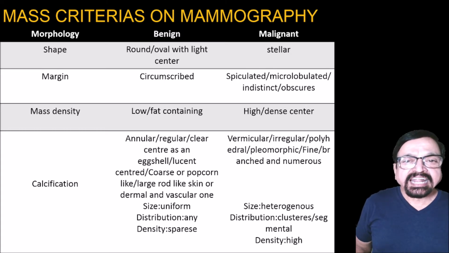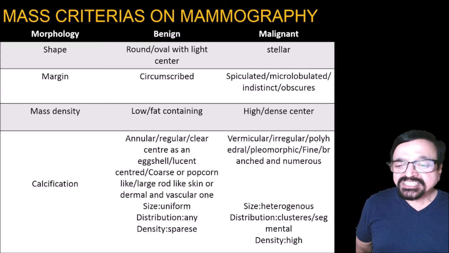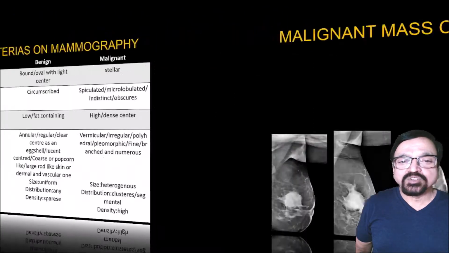All these things are extensively covered in the mammography series and the ebook of mammography, which contains each and every aspect in extreme detail with multiple illustrations, clearly differentiating and giving a differential diagnosis. Now in malignant lesions, the size is heterogeneous, there is distortion, clusters are seen, then there is segmentation, and the density is usually high.